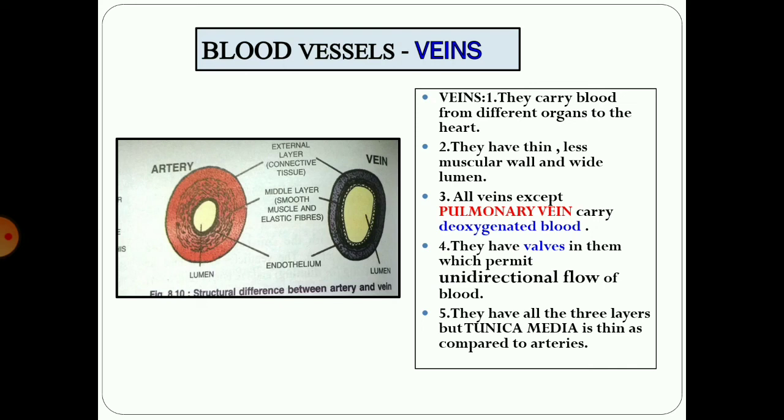They have valves in them because the blood is not flowing with force in them, which permits unidirectional flow of blood. That means blood flows in one direction only, that is towards the heart. They have all the 3 layers, but tunica media is thin as compared to the arteries.